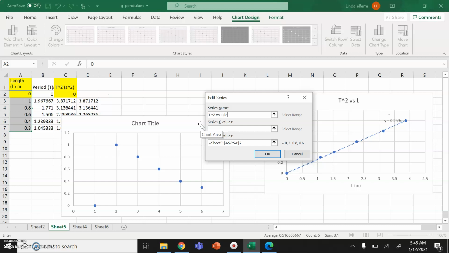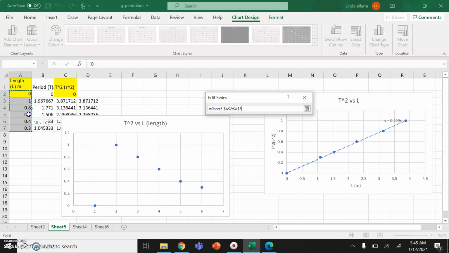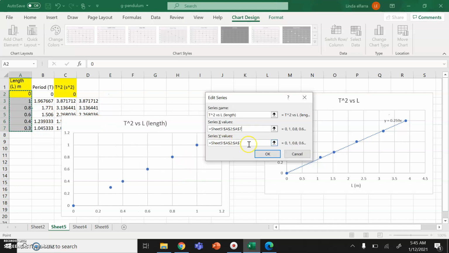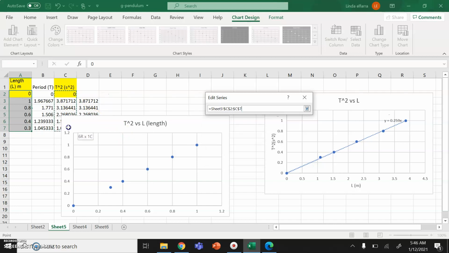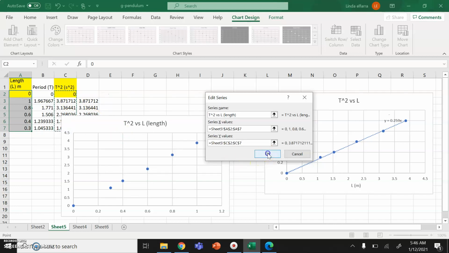You write, of course, what L is, the length, and what T squared is, the period squared, etc. For X, what do I need? The X axis is my length. So go to here, length, select them all. The y-axis, he told me, make it T square. So you go here to T square, highlight it all. Hit enter.